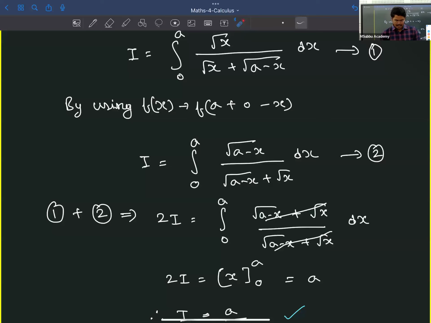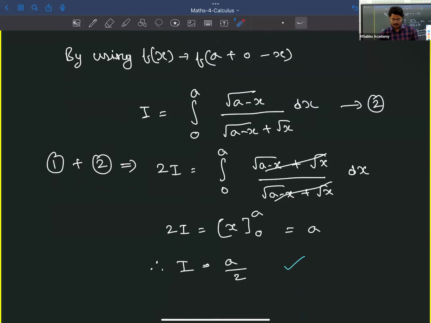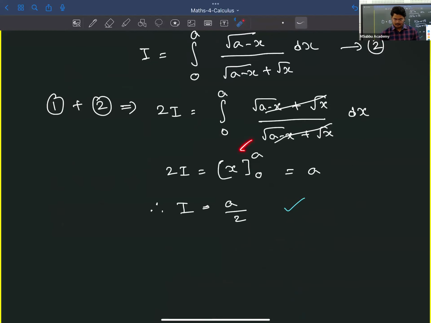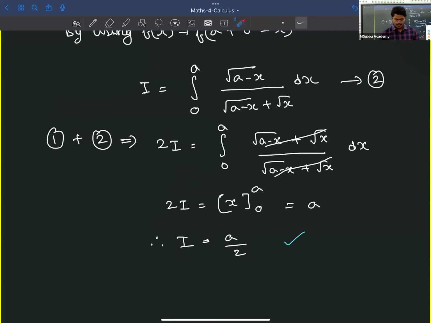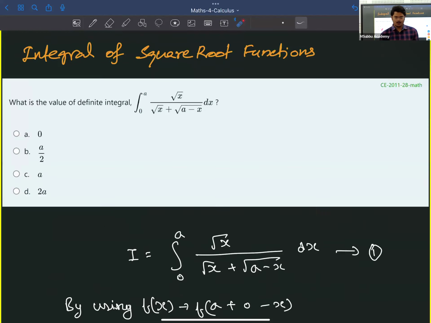Now we are adding equations 1 and 2. You get I plus I, which is 2I, equal to the integral from 0 to a of root of a minus x plus root x by root of a minus x plus root x. That just cancels, so what you get is 1. Integration of 1 is x, with limits 0 to a. So 2I is equal to a, and I is equal to a by 2. So a by 2 will be your option.